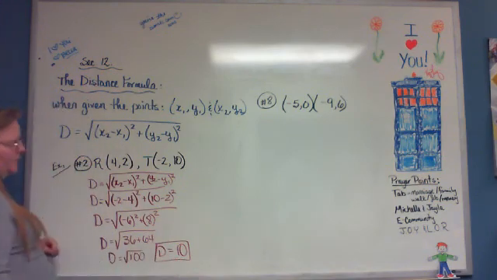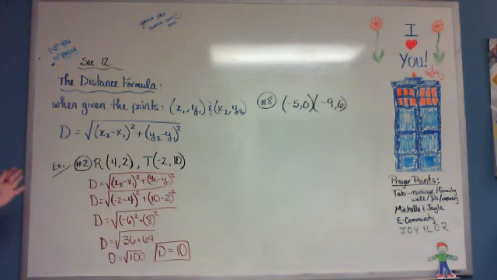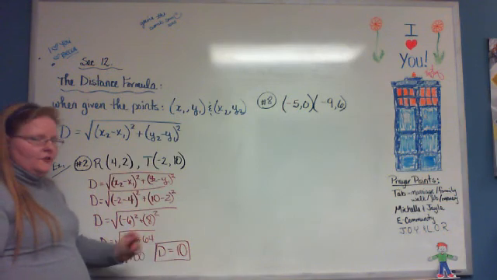So the distance between those points is 10 units. If you were to plot them on a piece of graph paper and measure the line in between them, it would end up being 10 units.